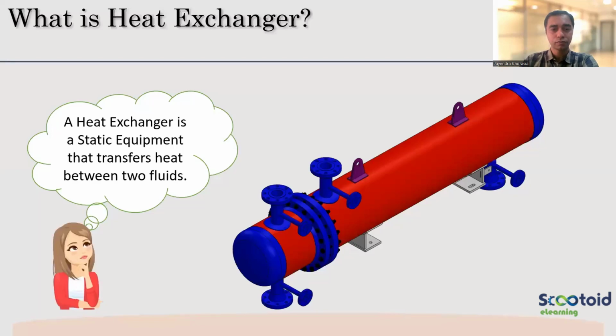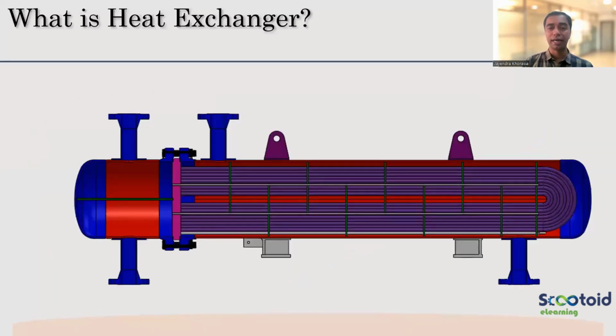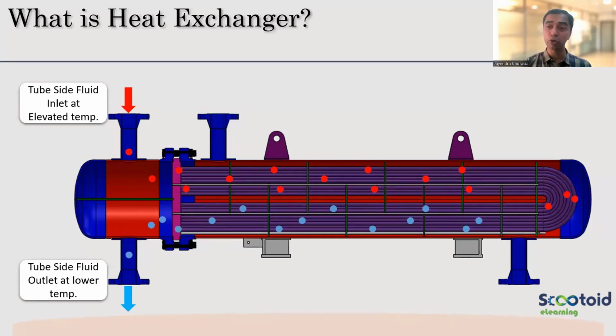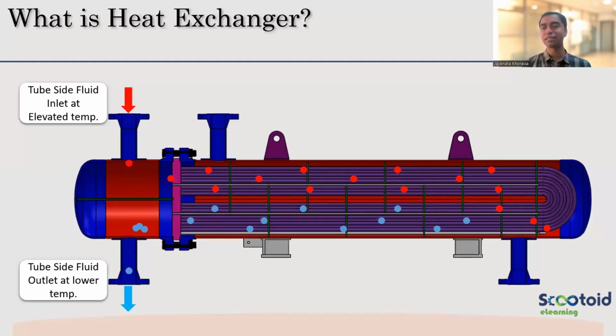Okay. Let's move on. Let's try to understand how the heat transfer happens. Everyone, please pay attention over here. So from one side, there is a tube side fluid inlet at elevated temperature. And from the other side, there is an outlet. See, this is how the fluid will move. On the tube side, you can see there are tubes. The red indicates elevated temperature and the blue indicates the temperature has been lowered.